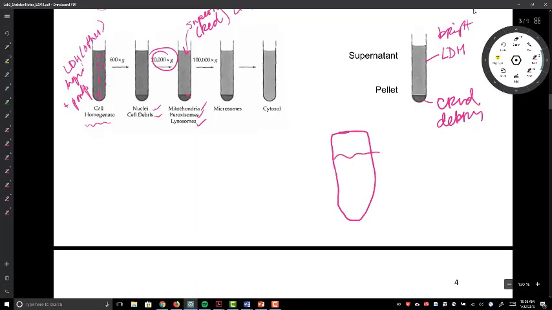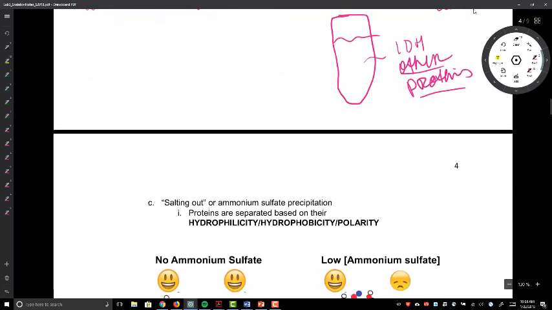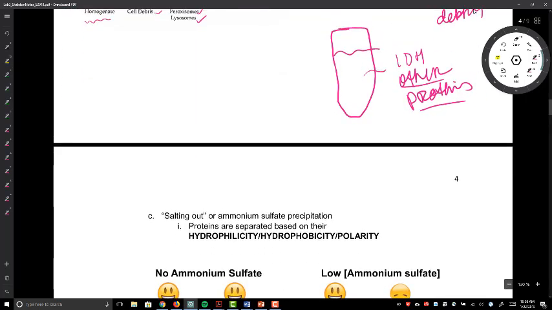So then after your TAs are left with a supernatant, and it's bright red, with LDH, the next step becomes, okay, we have LDH, we also have all these other proteins. So how do we separate LDH from all these other proteins? And that's where the different purification steps come in. In this particular lab, the steps that you're going to be taking, you're going to separate based on hydrophilicity.